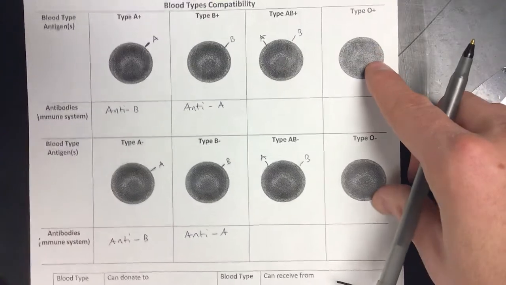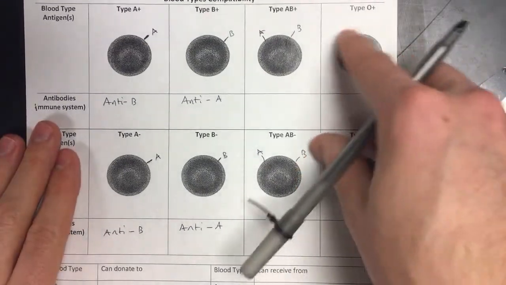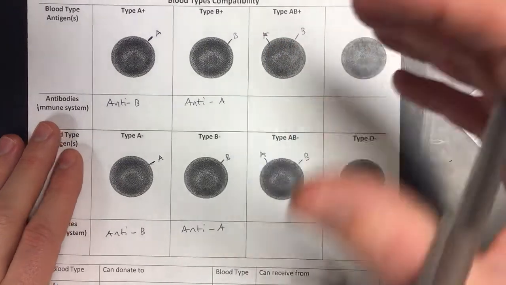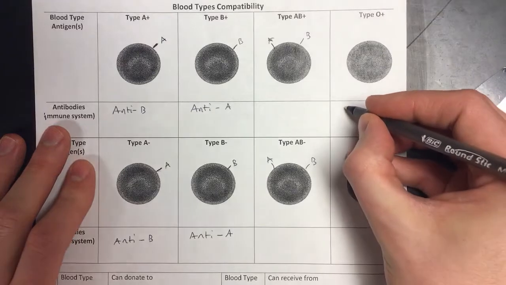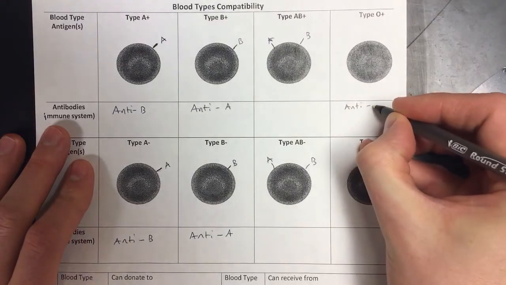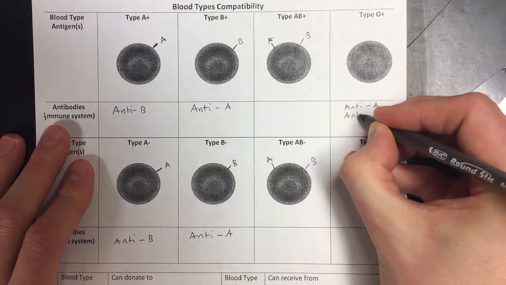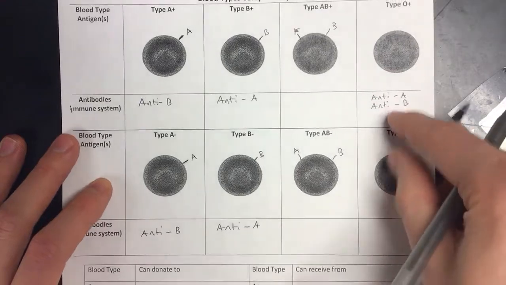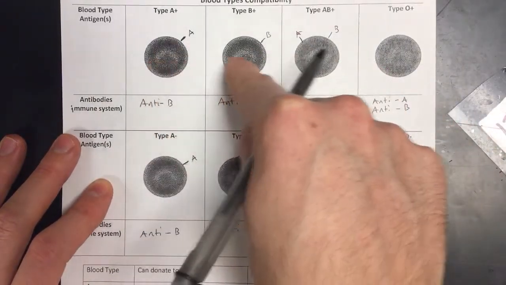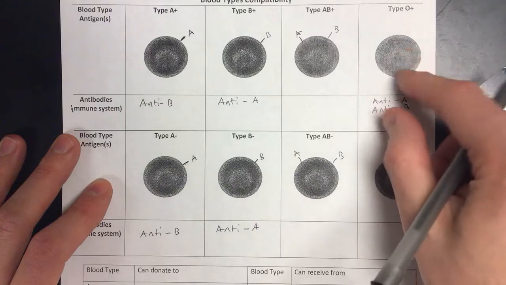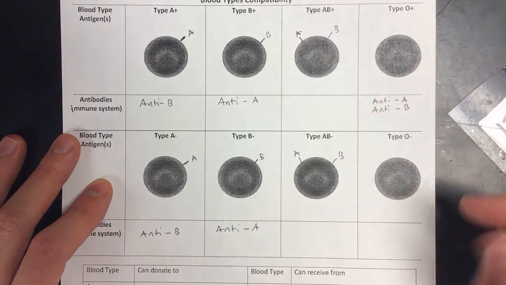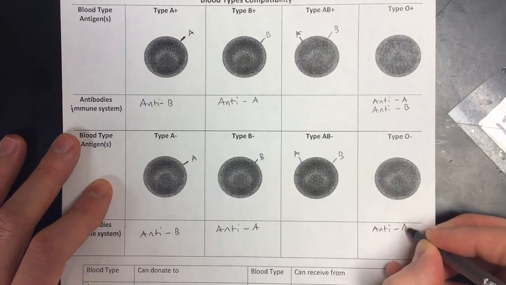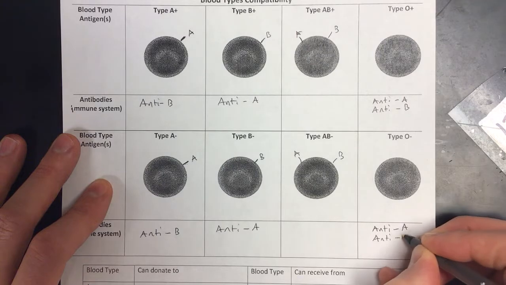Type O. Type O basically means you don't have either one of these. It's not type C because there's not actually an antigen on there, so it's just type O, meaning nothing. But in your immune system, you have anti-A and anti-B antibodies, which means your immune system will recognize and attack anything with an A or a B. This is why, well, we'll talk about the universal donor later. But same thing down here with the negative. You have anti-A and anti-B.